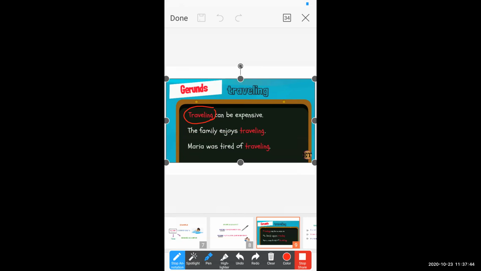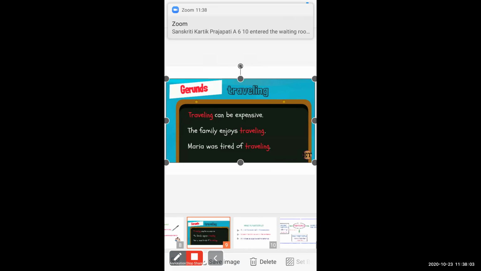"The family enjoys traveling." Now here the family enjoys traveling. That means traveling is a verb form, but here it also acts like a noun. "Maria was tired of traveling." Here traveling is a verb form with ing, but it acts like a noun.